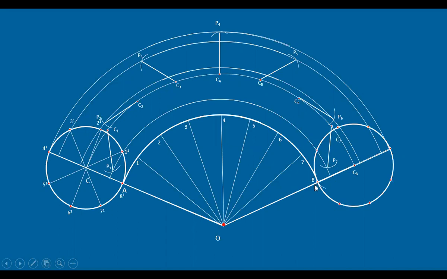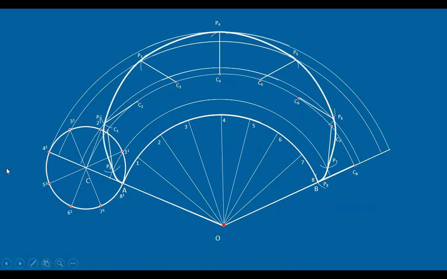It of course coincides with B. So like this, you get a number of points on the curve. Once you get all these points, join them all by a smooth freehand curve like this. You get the required curve here. This curve is called an epicycloid.